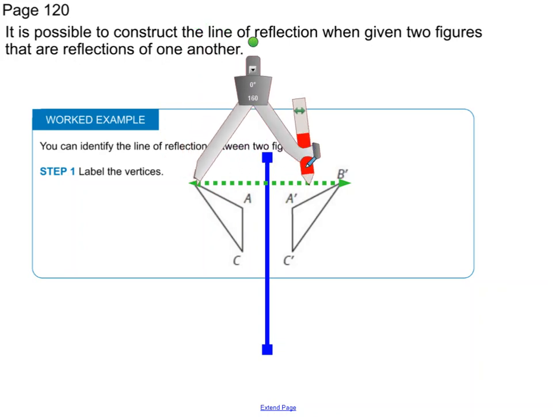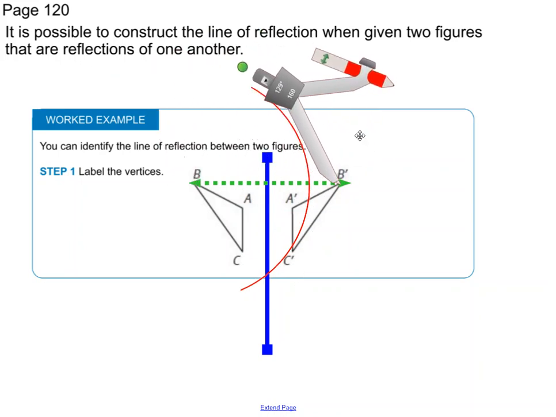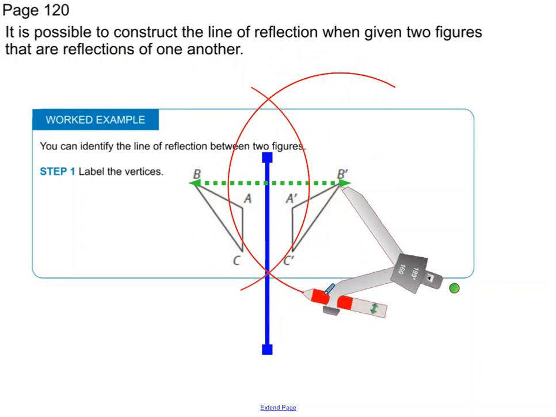I'd go at least halfway across. I make an arc, keeping the same distance, go to the other corresponding point, make an arc, and then yeah, I was pretty good. I extend that up, it goes through. So that's my perpendicular bisector.